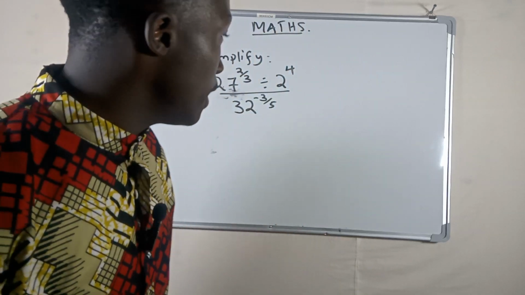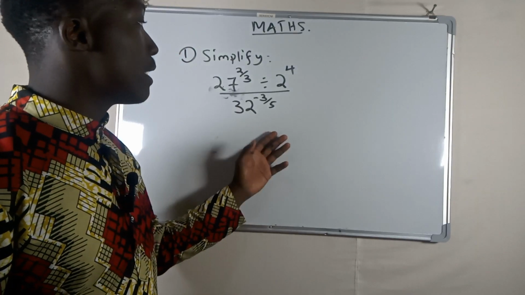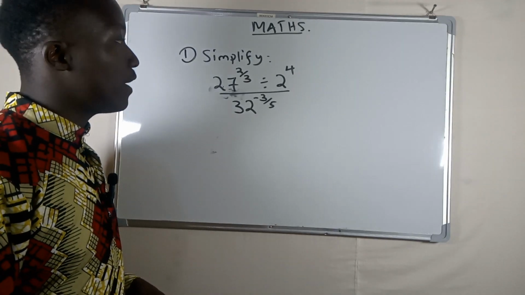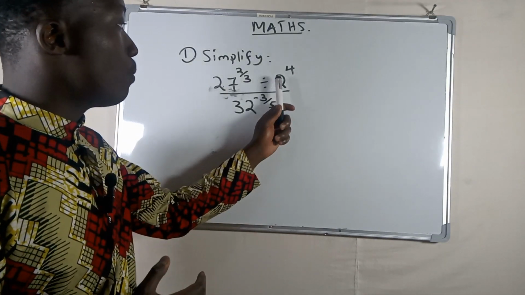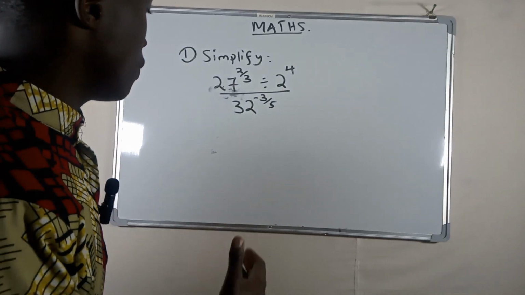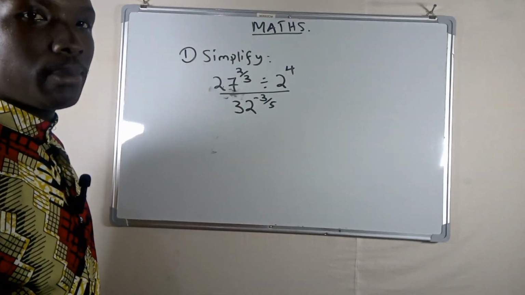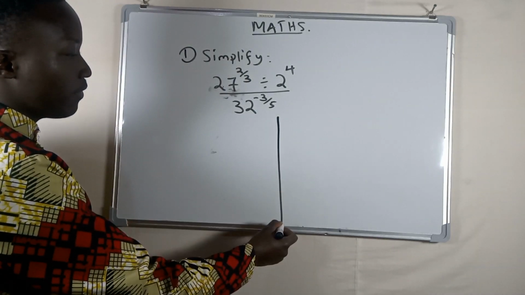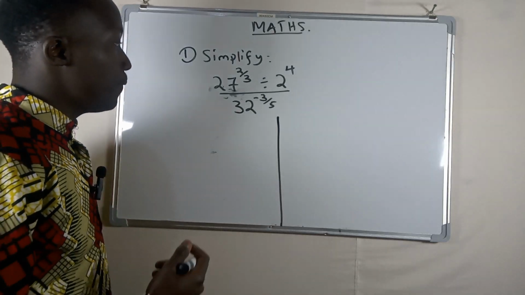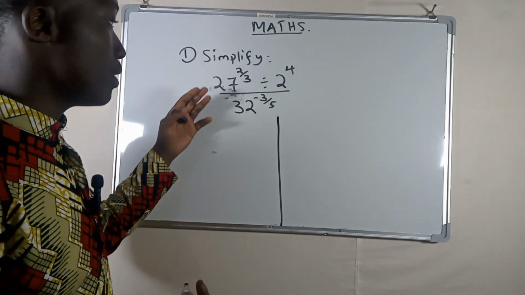So today there is a question I want us to do, and this question is on indices. I want us to simplify this question, and our question reads: 27 to power 2 over 3 divided by 2 to power 4 over 32 to power negative 3 over 5. So we are expected to simplify this question. How do we go about it? For us to simplify this question, we need to be familiar with the rules of indices, and these rules are the ones that are going to help us simplify it.